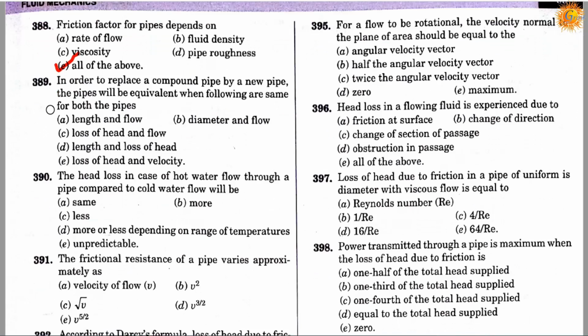Question number 389. In order to replace a compound pipe by a new pipe, the pipes will be equivalent when the following are the same for both pipes: option A, length and flow; option B, diameter and flow; option C, loss of head and flow; option D, length and loss of head; option E, loss of head and velocity. The correct answer is C. It will be loss of head and flow.